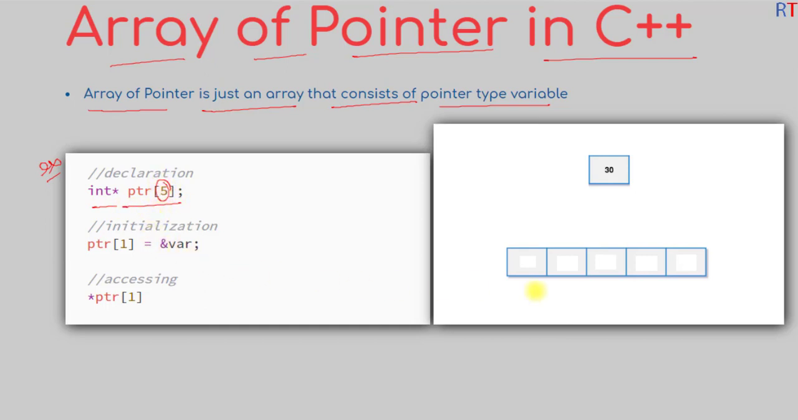That means the array of pointer has 5 pointer type variable, and any one of those variable can have the address of some variable, and we can assign any one of the variable the address of some variable, and by doing that the pointer type variable will point to that address location, and then we can use the dereferencing operator and we can access the value at that address location.